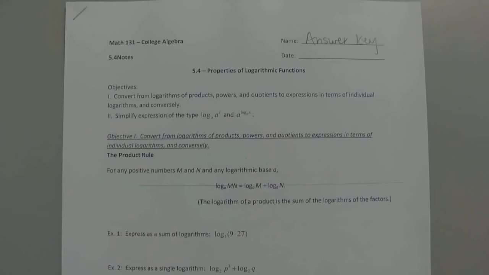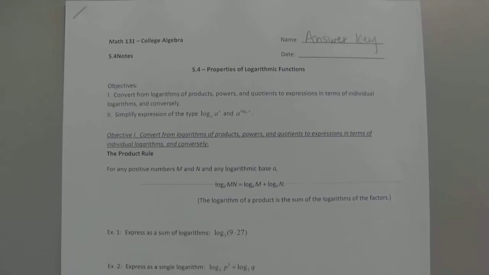So 5.4 is properties of logarithms. The first objective is to convert logs of products, powers, and quotients in terms of an individual log. So kind of breaking up complicated things and making them a little bit more simple, and vice versa. If they give you simple things, let's bring them together to make them complicated looking.